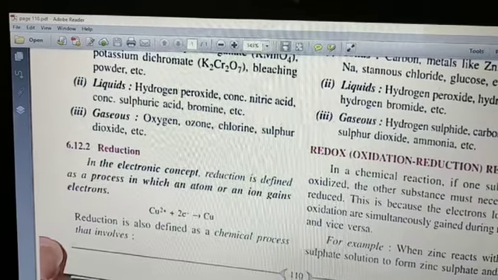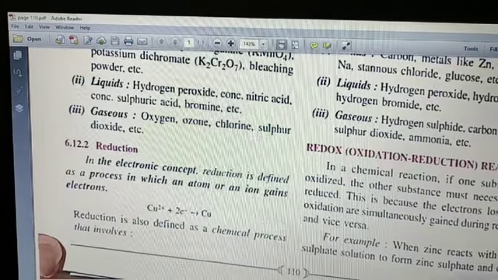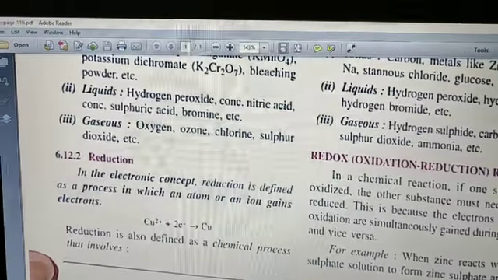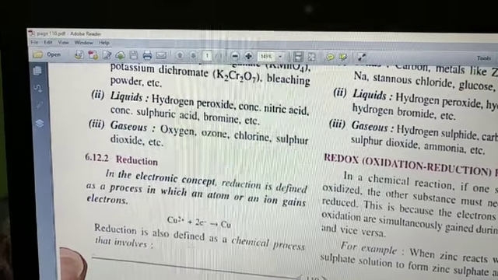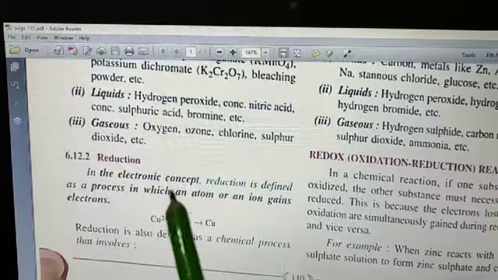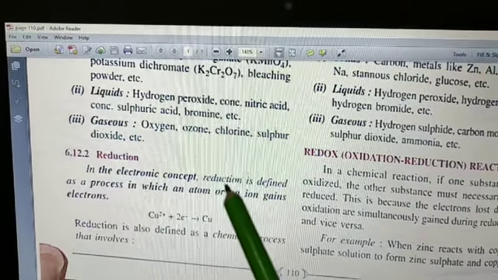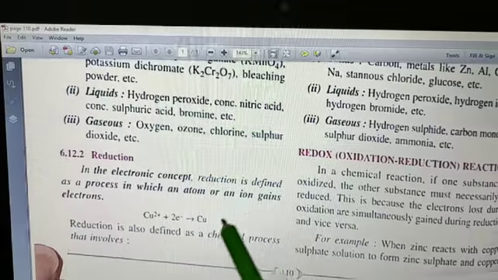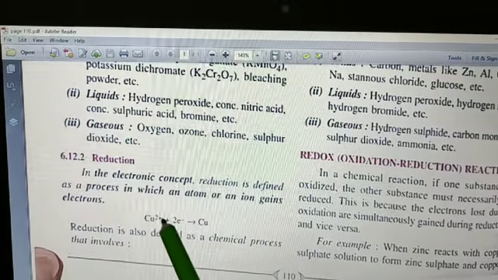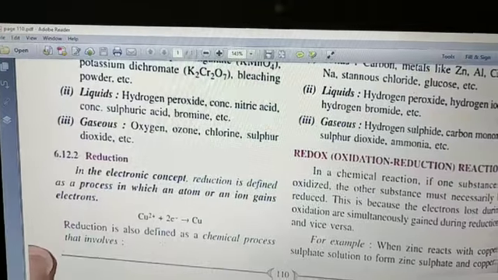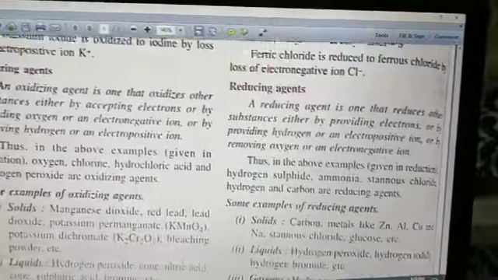Okay. Now next we need to discuss the reduction process. Reduction is just the opposite of oxidation. According to the electronic concept, it is defined as the process in which an atom or an ion gains electrons. In case of oxidation it was loss, but in case of reduction it is gain. So when a copper ion gains 2 electrons, it will form copper. So this process we call reduction in terms of the electronic concept.